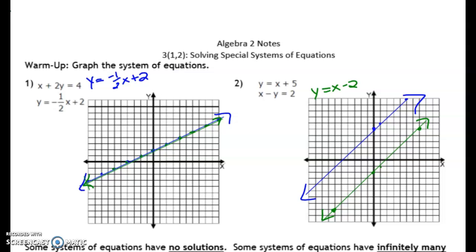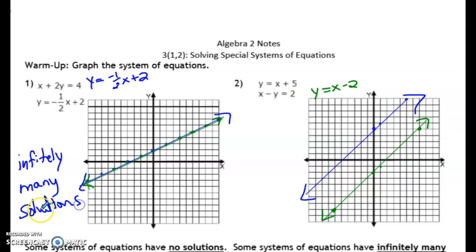Alright, if we graph the first one there, we end up seeing that they're the exact same equation. If two equations in a system are the exact same equation, how many solutions are there? It's not all solutions, but there's a bunch of solutions. So we can say infinitely many solutions.